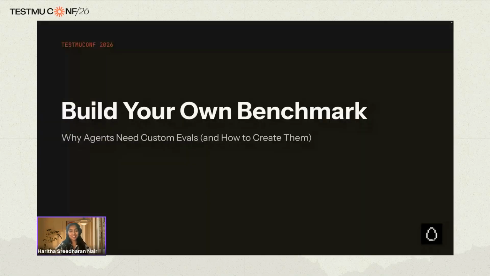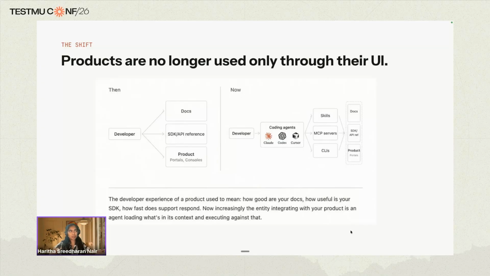Like Harshit said, we'll be talking about build your own benchmark, and there's a lot of content to cover. But to get started, I want to talk about the paradigm shift that is happening. The biggest shift in the past few years that we have seen is, of course, LLMs. But what has happened adjoining that, especially with agents, is that who is using your product has changed. Products are no longer used only through their UI.